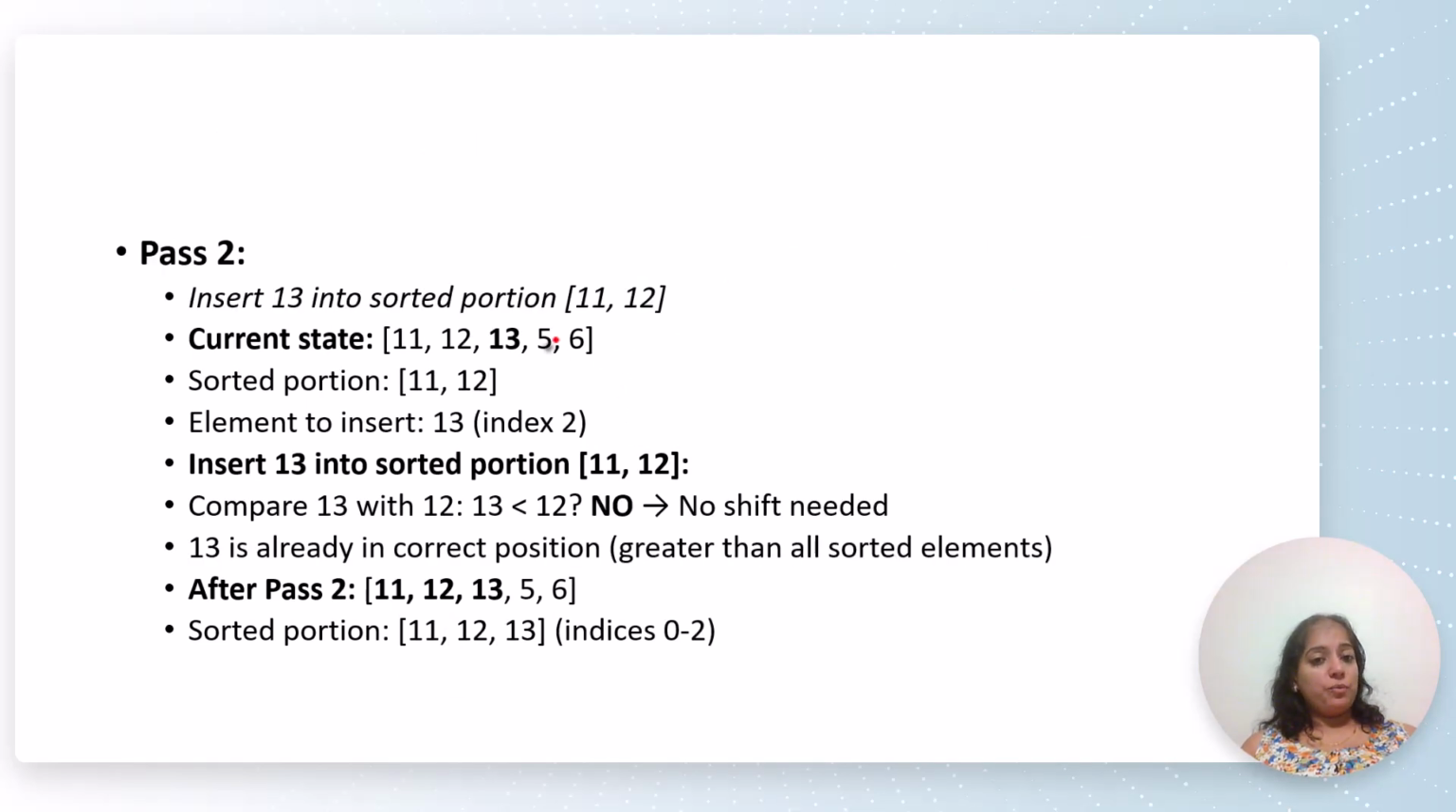Then after pass 2, in pass 3, 13 is my current element. Now you will check the correct position of this in the sorted portion. So 13 is greater than 12, so it should come after 12. So 13 will stay in place, right? So your sorted array becomes 11, 12, 13 and unsorted becomes 5 and 6.